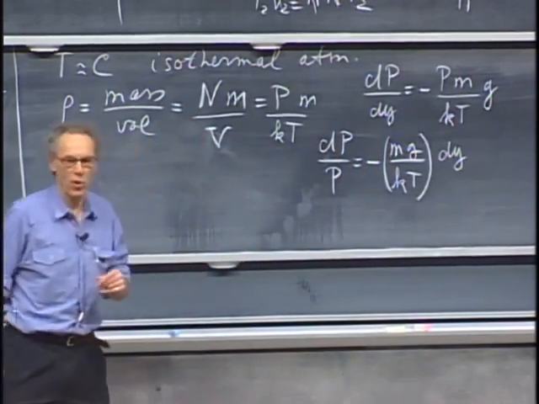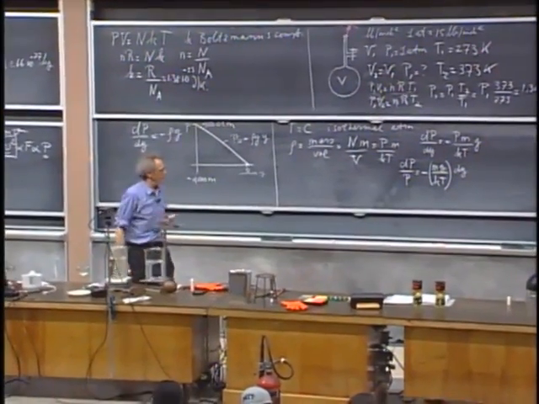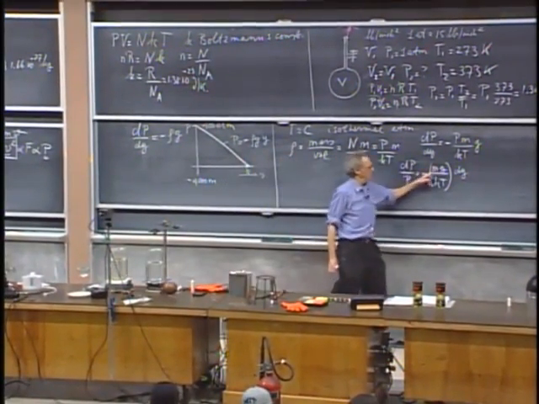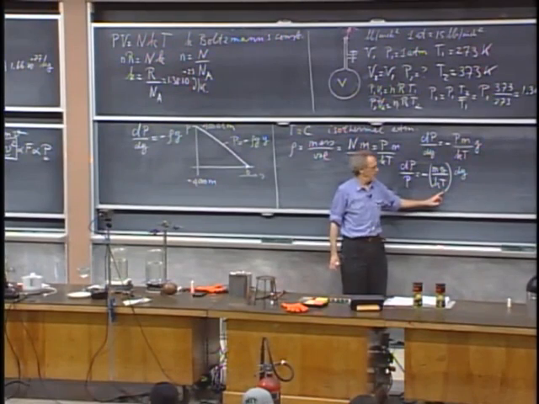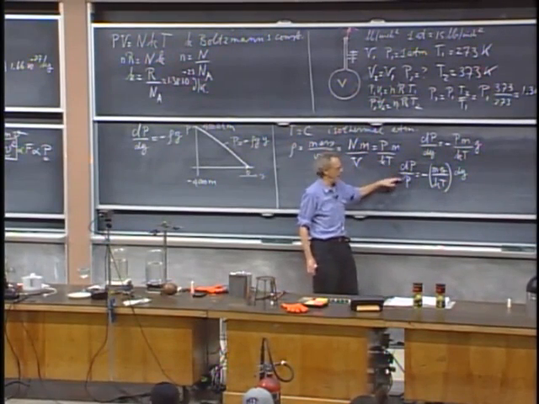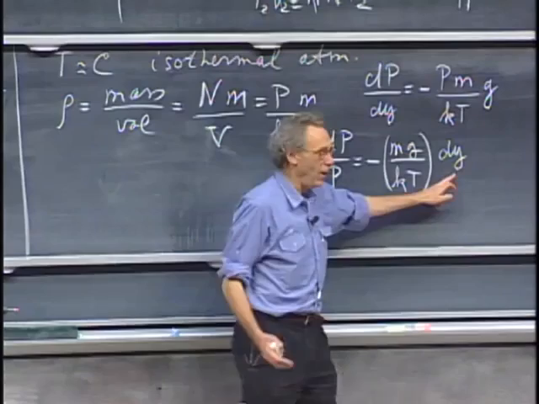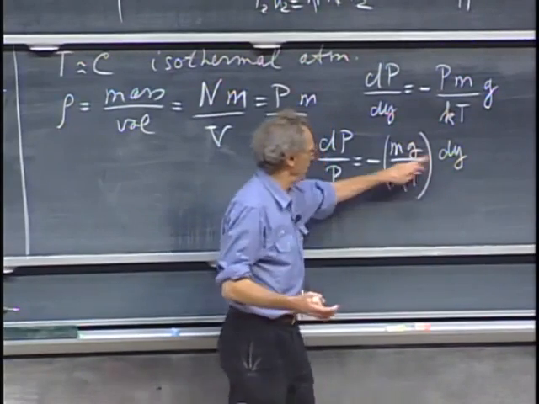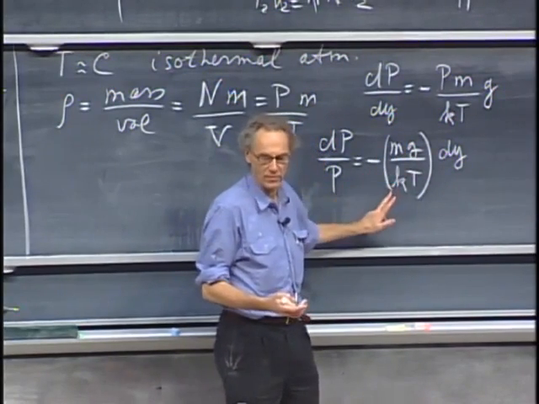Let's first talk about that constant. That constant must have a dimension 1 divided by meters, because this is dimensionless. Pressure divided by pressure has no dimension. dy has dimension of length. So this must have the dimension of 1 over length.